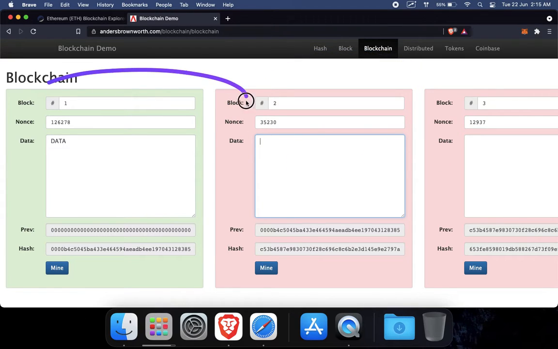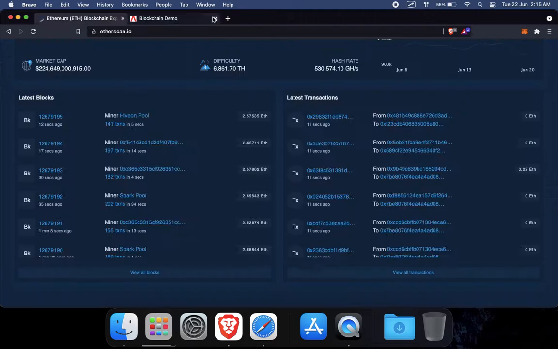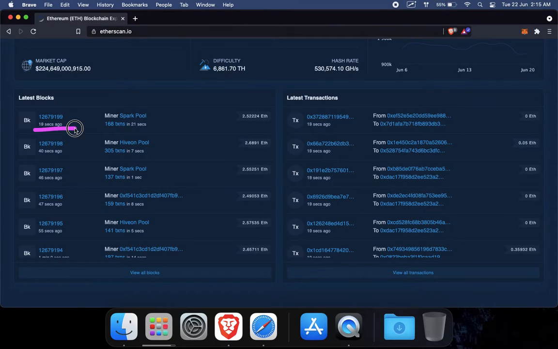But essentially, every time a block is created, this is what is being referred to here. So 17 seconds ago, that block that you saw earlier is now being created here, right? All the blocks here. Who the miner was: Sparkpool, Evion, Sparkpool. And sometimes it's just an address, right? They don't have a specific name. How many transactions were in that block? 168, 305, 137, and how much ETH is over here.